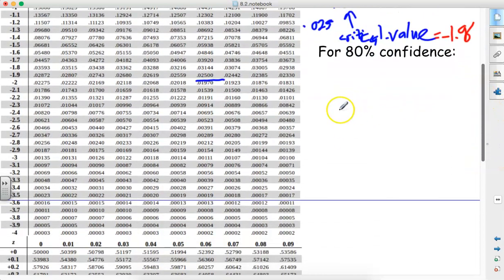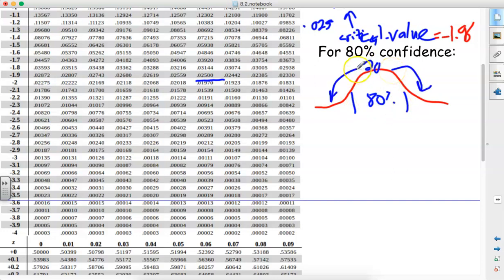Now let's do another one for 80%. Imagine visually again, let's do a little curve, and let's say we've got an interval now that's 80% between these two values. That means we've got 20% left over, so 10% of it goes here and 10% of it goes here. So the percentage that we're looking for in the table is 10% that's going to be below that z-score. We're going to look up 10%, which is 0.1000, and try to find which value in here is closest to 0.1000.